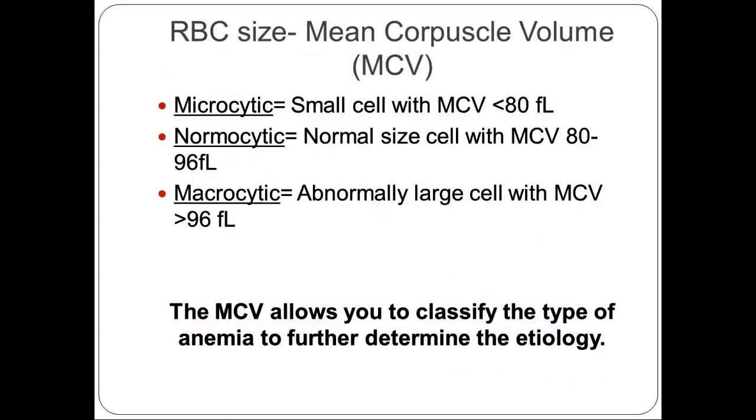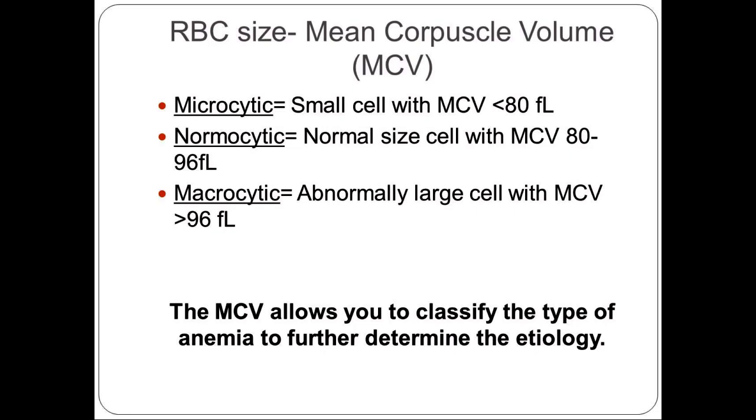Okay, so first we're going to talk about the size. The MCV tells us the size of the red blood cell. So the normal size, as you can see here on the screen, is 80 to 96. If they're too small, which is microcytic, then they're going to be less than 80. If they're really big, the MCV is going to be greater than 96. And this may not seem like it means much to you right now, but as we get going on the lecture, you'll understand a little bit more.